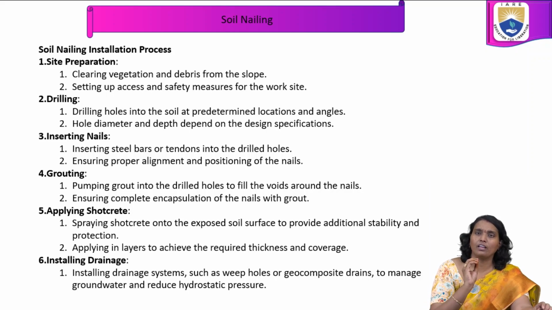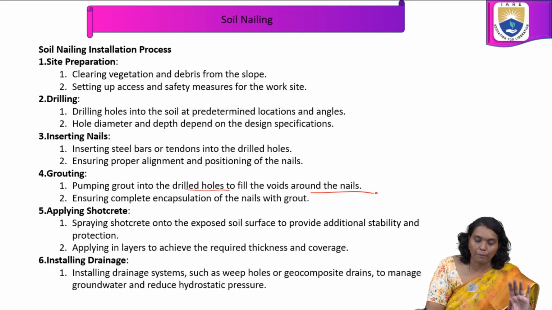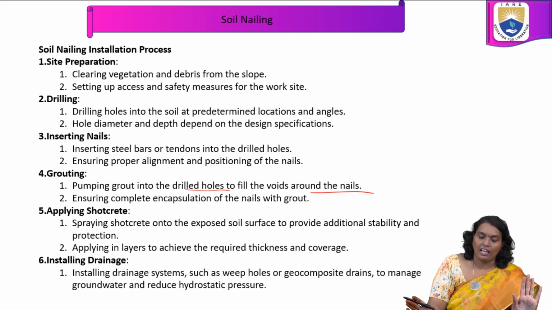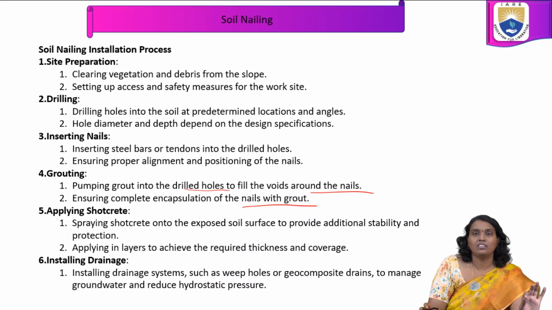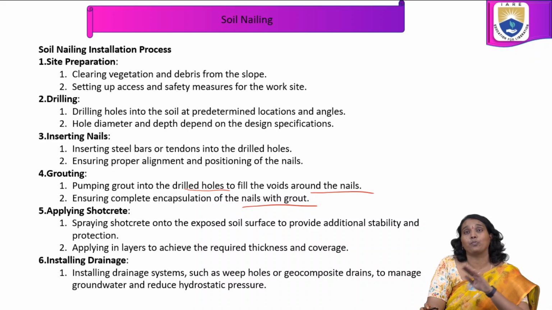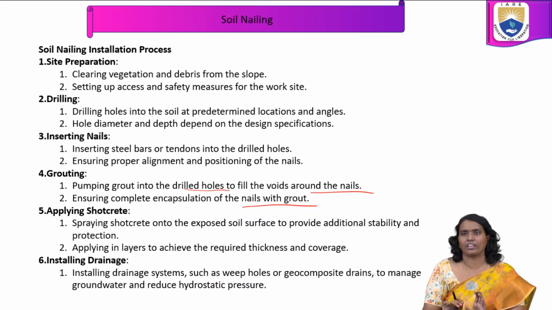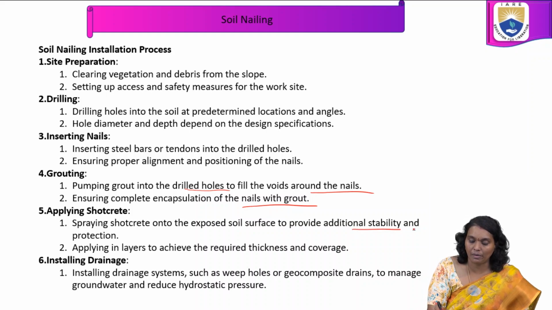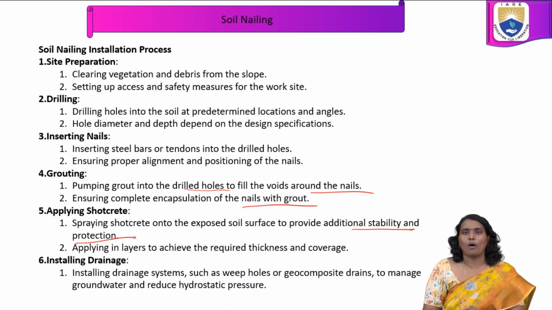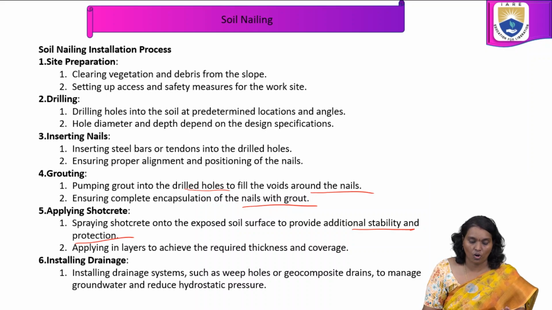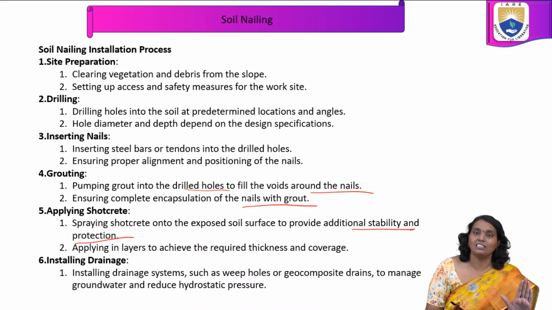Now we pump grout into the drilled holes to fill voids around the nails, ensuring complete encapsulation of the nails with grout. Then applying shotcrete: shotcreting on the exposed soil surface provides additional stability and protection, applied in layers to achieve the required thickness and coverage. That comes under applying shotcrete. Next one is installing drainage.